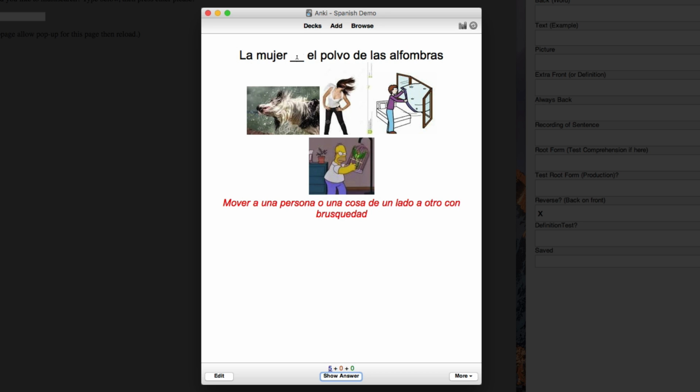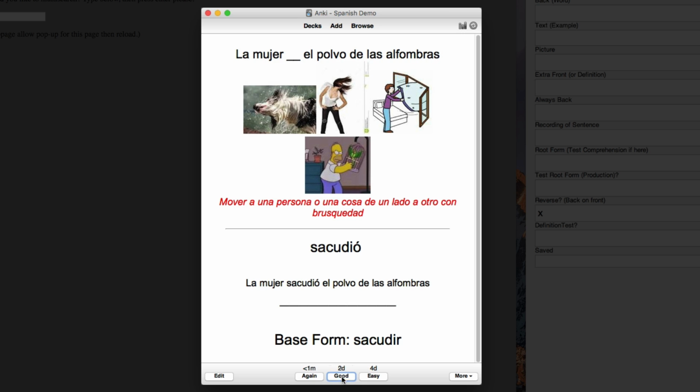The woman shook. And so here's an example of me trying to learn the word shook, sacudió. If I show the answer, then we have sacudió. We'll talk about this base form thing, or root form, a little bit later. But for the most part, this is a normal flashcard. This is something you would have seen in the Fluent Forever book and on the website. This is something we've been using for a long time.